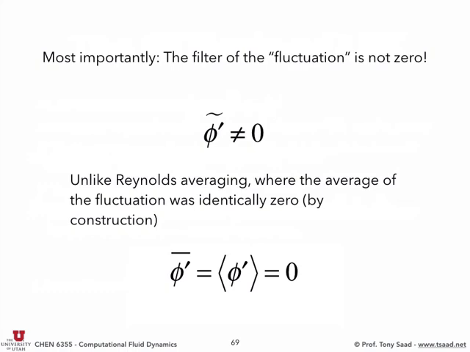The filtered primed quantities are not zero, because they already were filtered, right? They just went through. You cannot capture them anymore. So the filter of the prime quantity is non-zero. Contrast that to averaging, where the average of the prime quantities is zero for Reynolds averaging. So that's a key distinction between the two, and that's going to impact what you're going to see in your final equation.